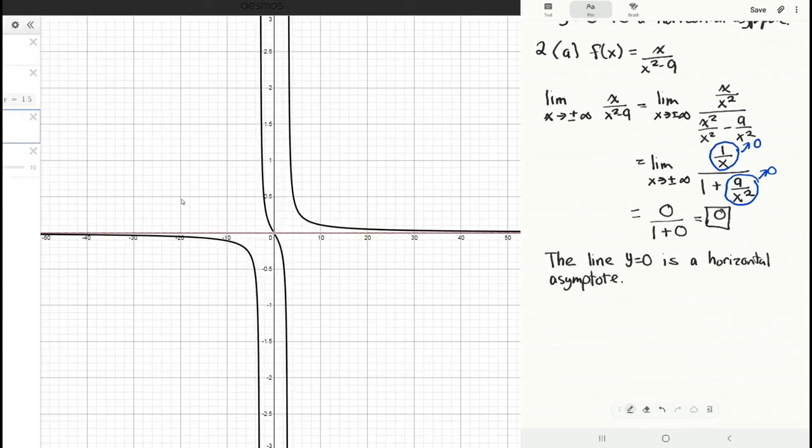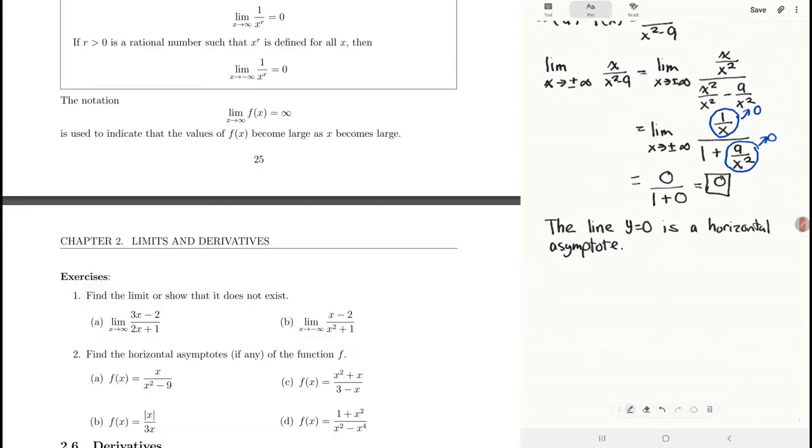So here's the graph of x over x squared minus 9. We see that as x goes to a very large negative number, the function approaches 0. And as x approaches a very large positive number, the function will also go towards 0. So the line y equals 0 is a horizontal asymptote in both the negative and positive direction.